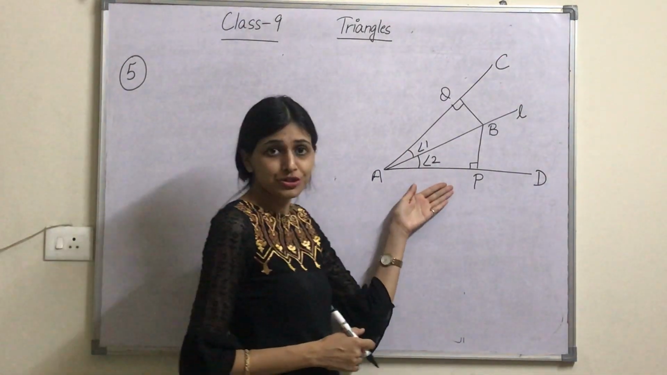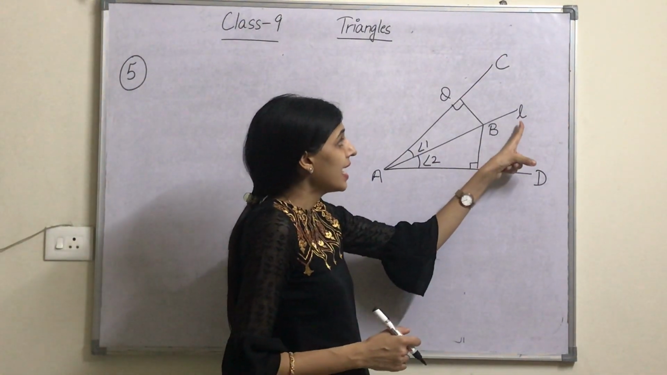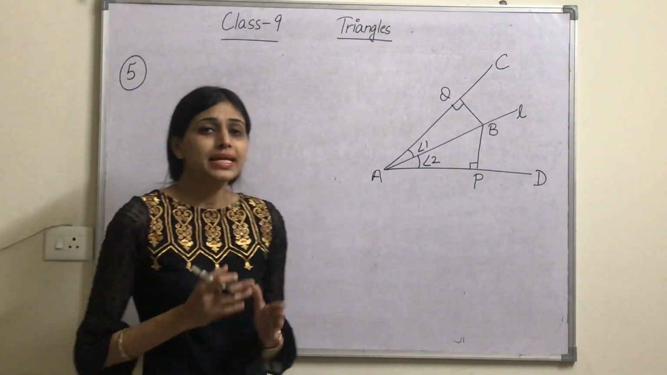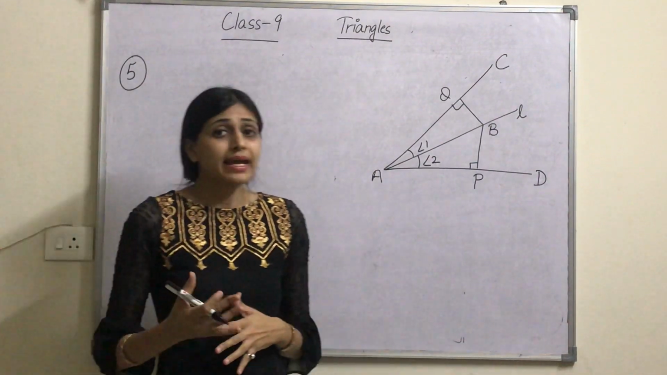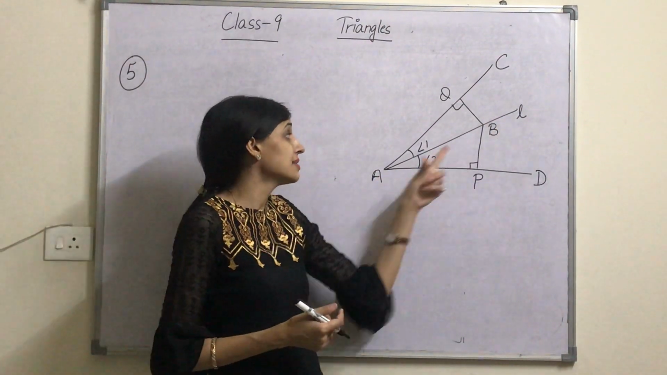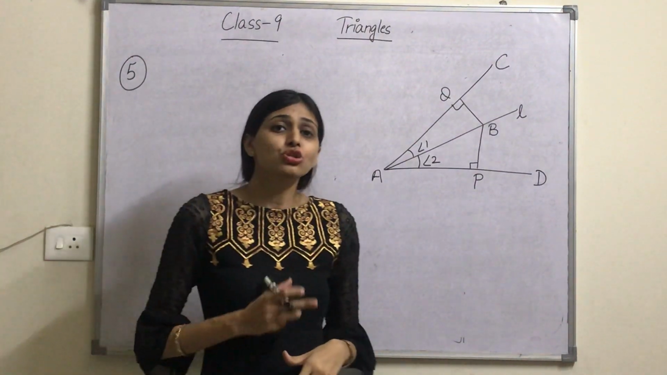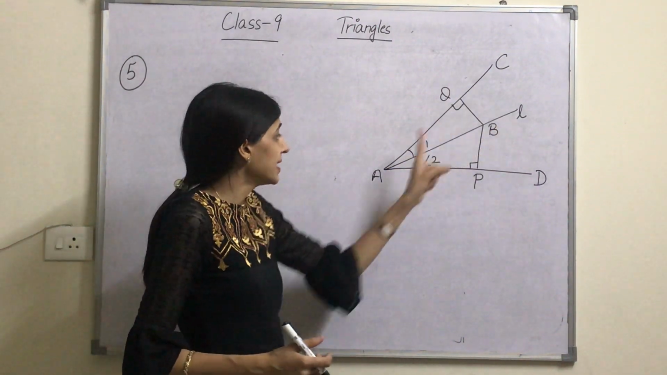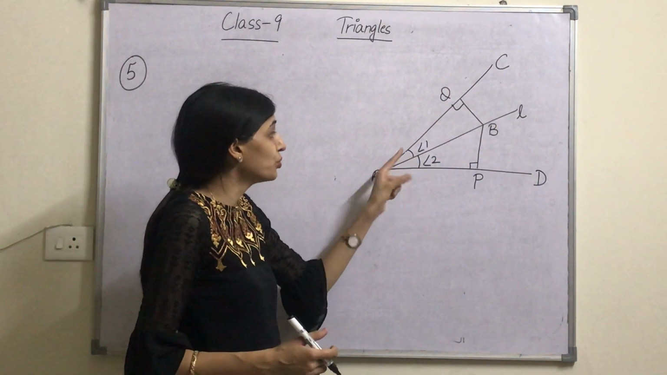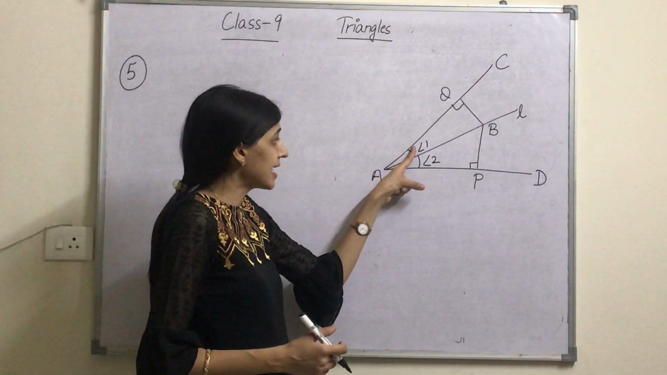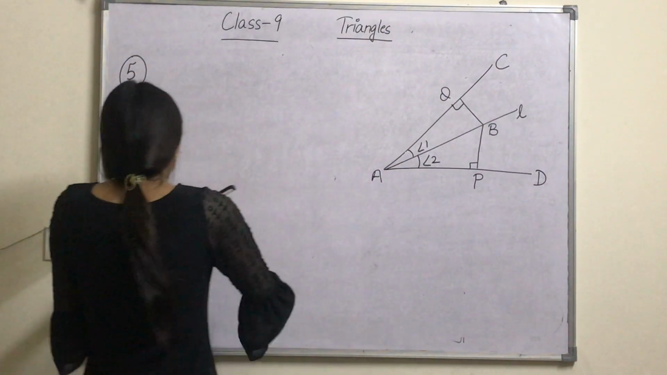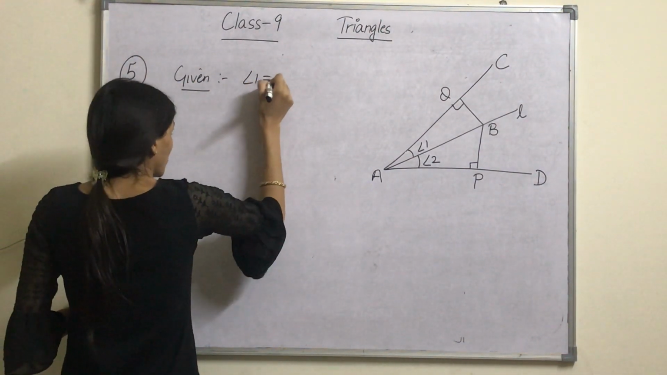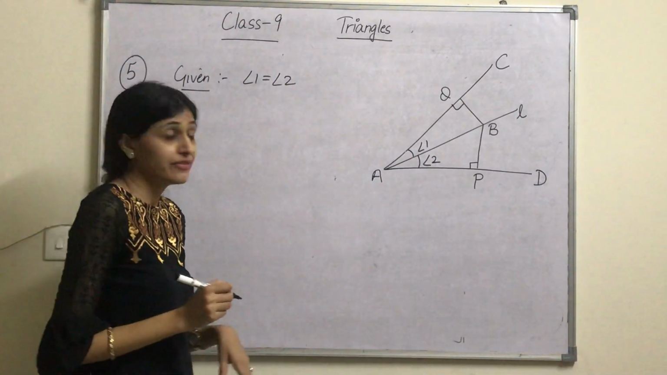This is the figure given to you, and in this it is given that L is a line which bisects angle A. Whenever a line bisects angle A or any angle, that means that line is dividing that angle into two equal halves. So this is a complete angle A. When a line bisects the angle, it divides it into two equal halves. That means this angle is equals to this angle. So what is given to you? Angle 1 is equals to angle 2. This is given to you.